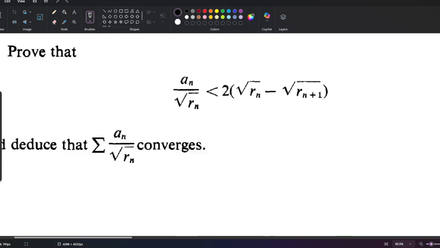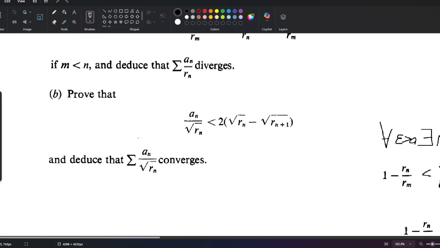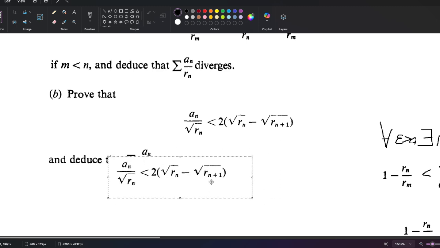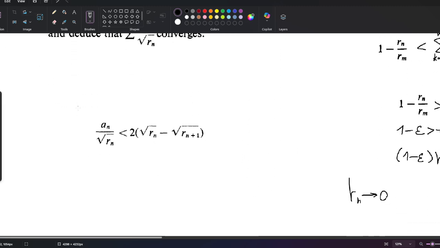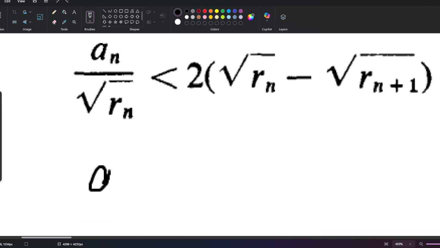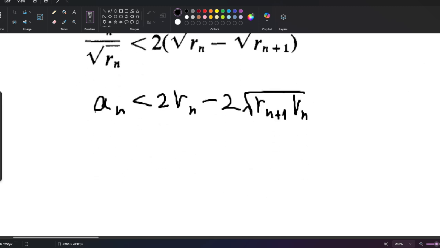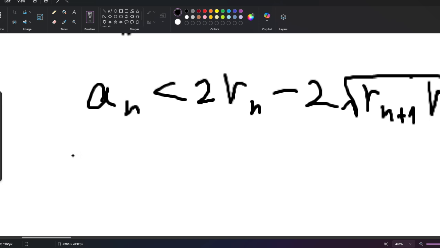So this diverges. Next we have this inequality and this series, so let's first show that this inequality holds. Well, first of all, let's multiply both sides by the root of R_n and get a_n less than 2 times the square root of R_n minus 2 times the square root of R_{n+1}, times the square root of R_n, oh, that is under the root. Alright, now let's represent a_n as the difference of R_n and R_{n+1}.